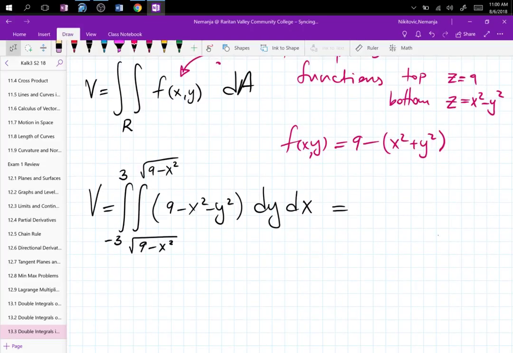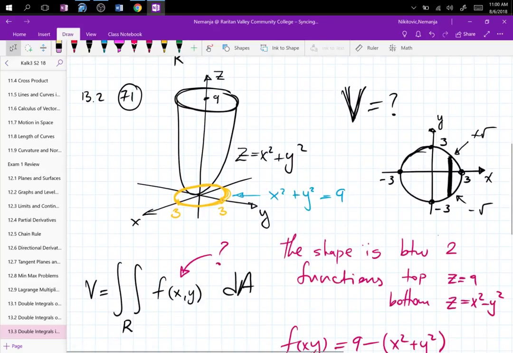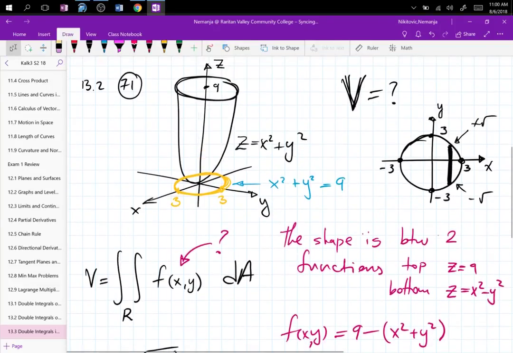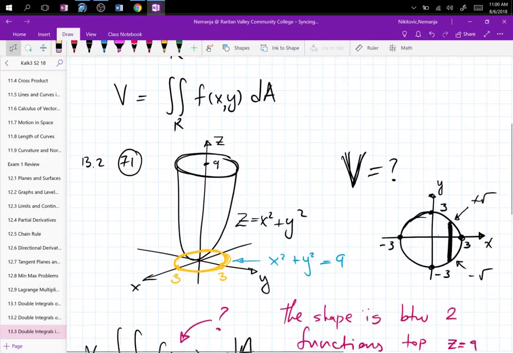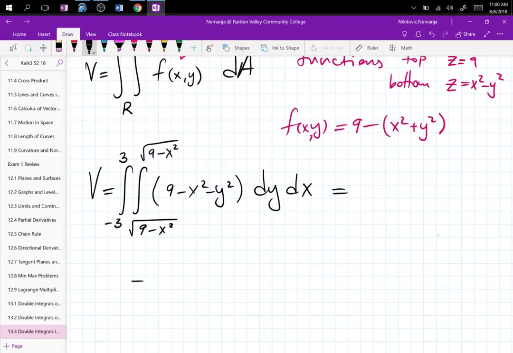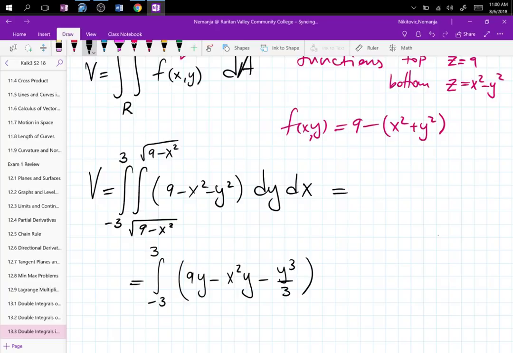So guys, we are still talking, this is review of 13.2, and we are setting up this integral to show what we did in the past, and then see if we can do it better and easier. So now we have negative 3 to 3. We integrate with respect to y, that's 9y minus x squared y minus y cubed over 3, computed from negative square root of 9 minus x squared to square root of 9 minus x squared, and then dx.